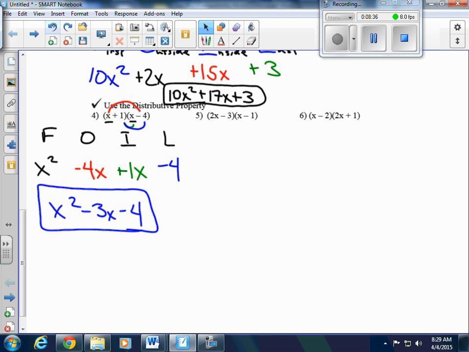All right, so go ahead and you can pause the video and do questions 5 and 6. Make sure to use the FOIL pattern as you go through these problems. So go ahead and pause it, and then you can hit play when you are ready to continue.